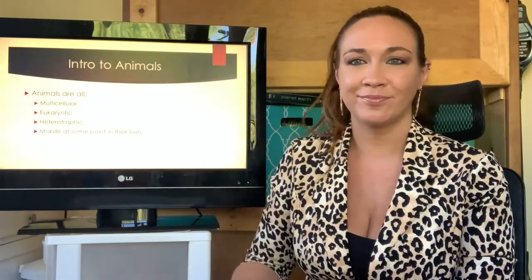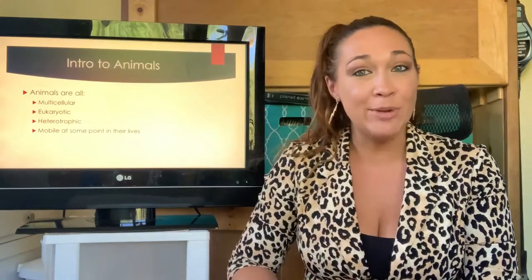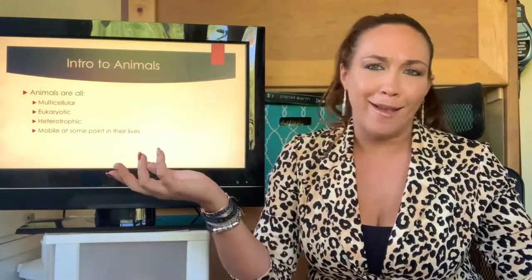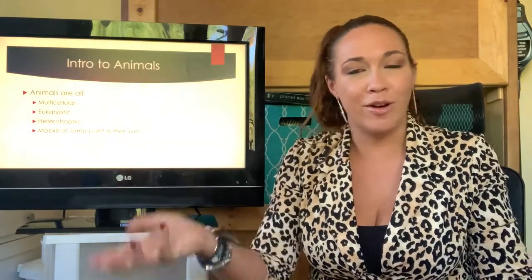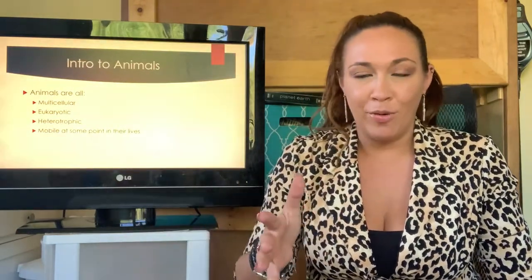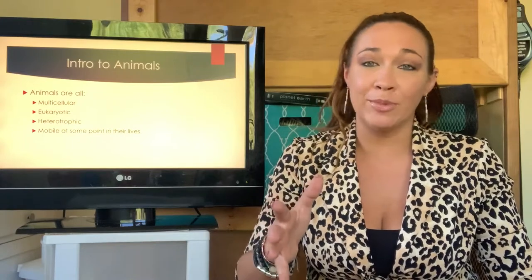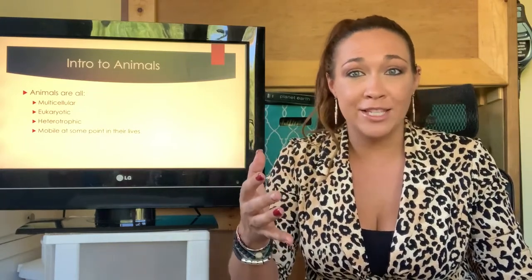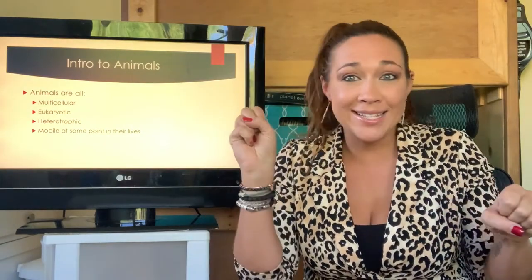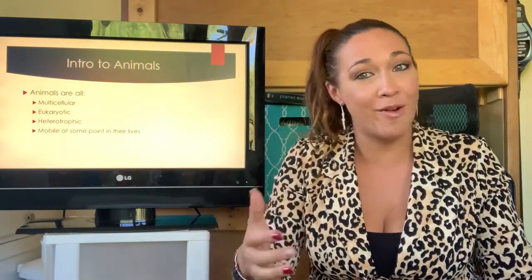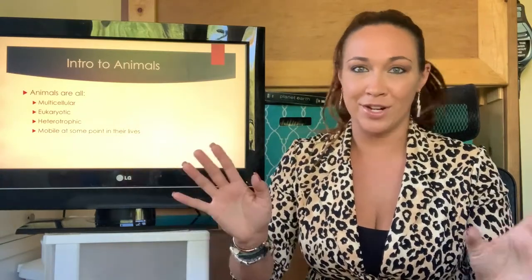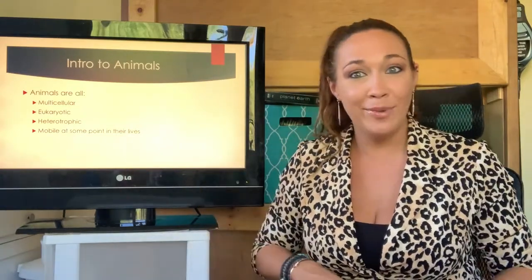All right, so we're talking about animals. When you think you know animals, you're like, oh, I know what an animal is. It's that thing that's running around my yard. Yes and no, okay? There are characteristics that all animals have, but not all animals look alike. We're going to learn about lots of different things that look like plants, right? They're not moving, they're not running around, but they are animals. So let's define what animals are before we get ahead of ourselves.